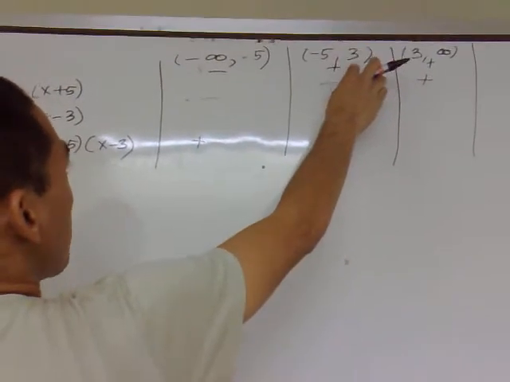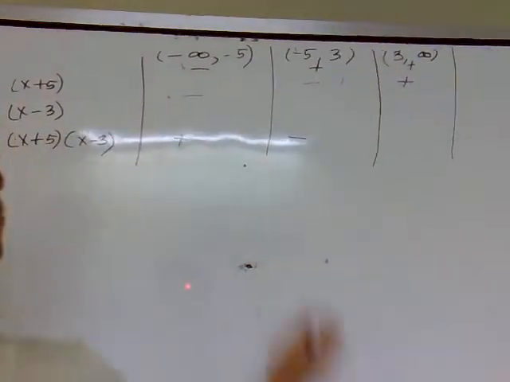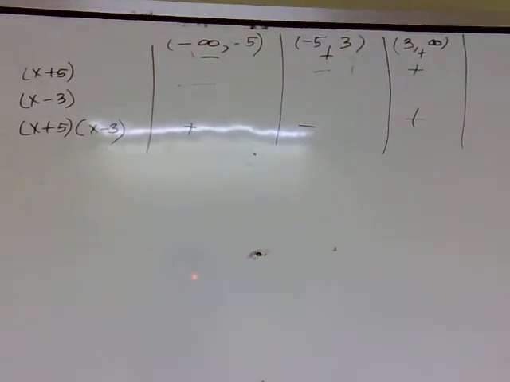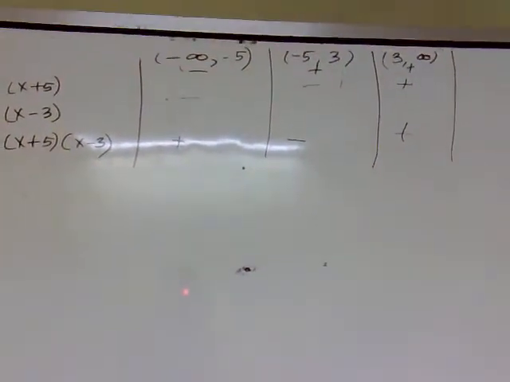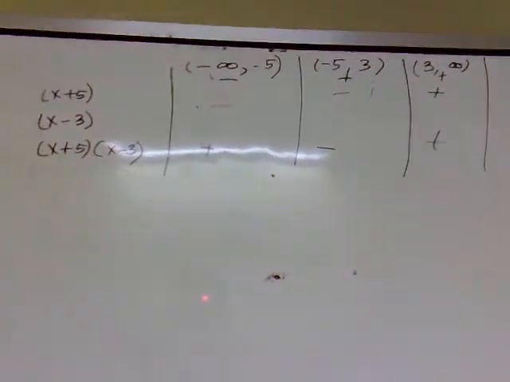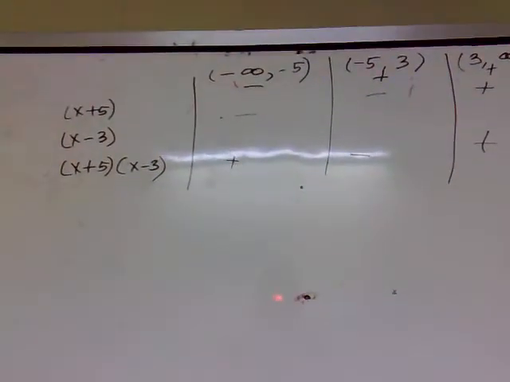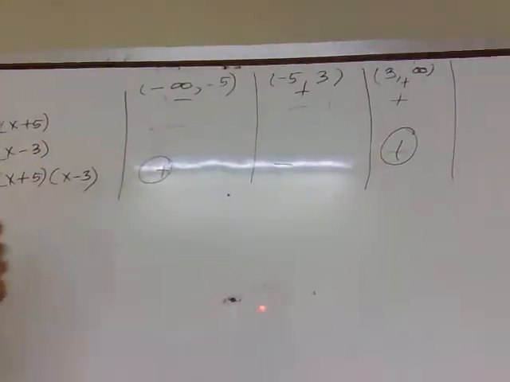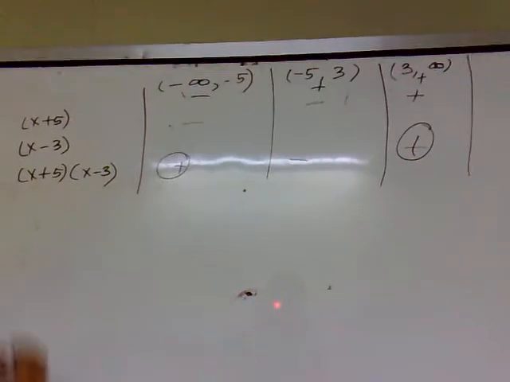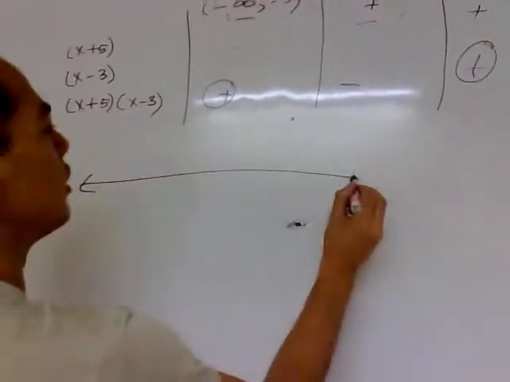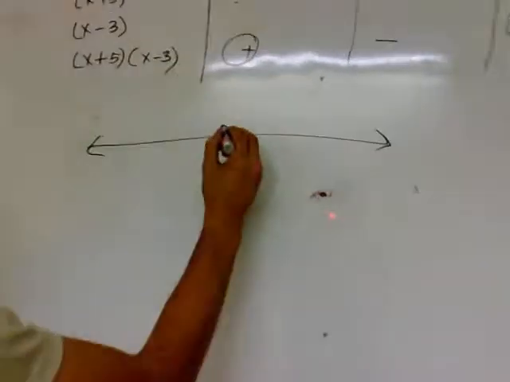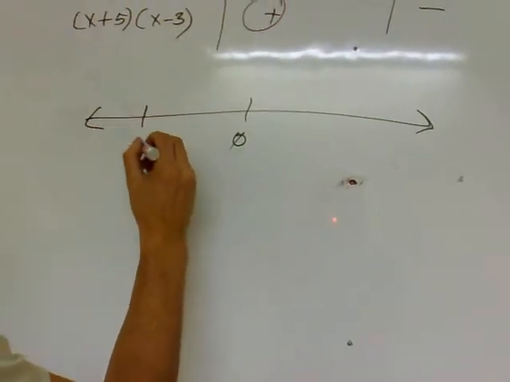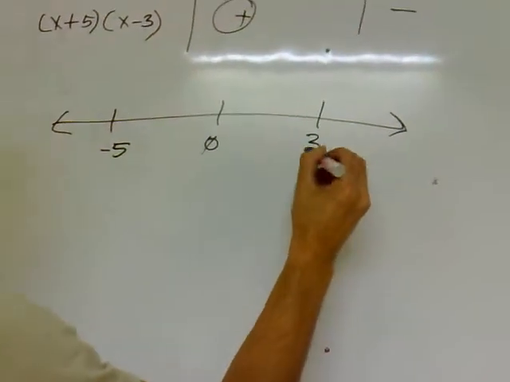Then positive times negative is negative. Positive times positive is positive. Now, out of these 3 columns, I have to pick the sign that is needed. Here I have positive, dominant, and I will go ahead and draw my line here. Then draw 0 in the middle. I will put negative 5 here and I'll put 3 here.